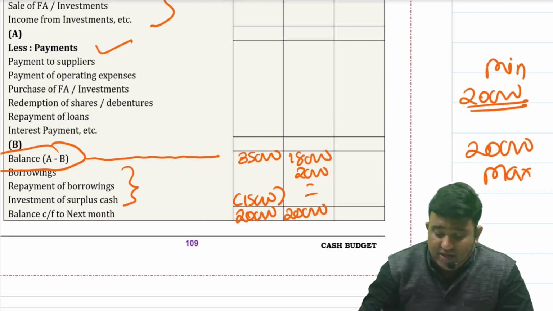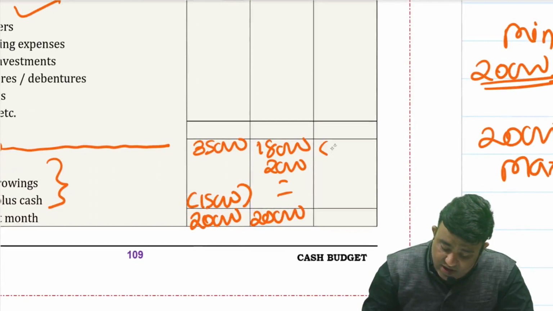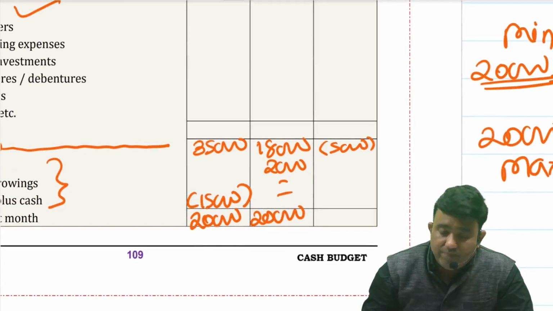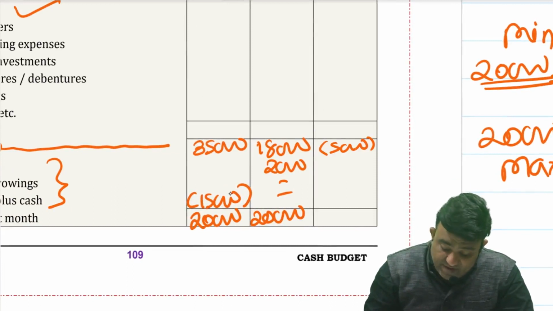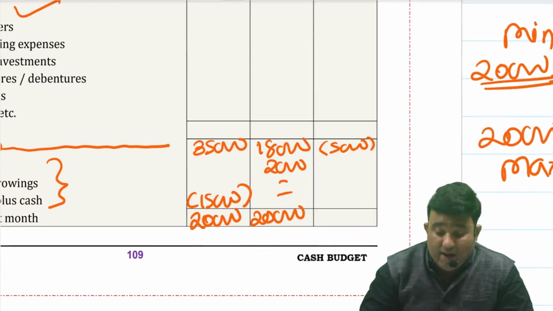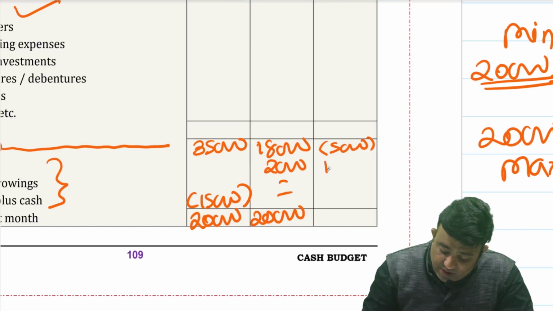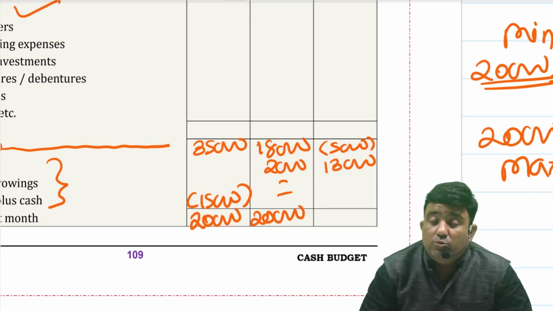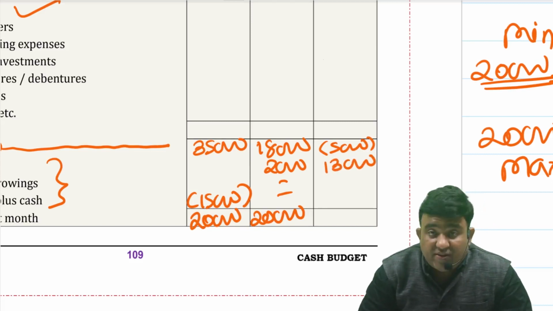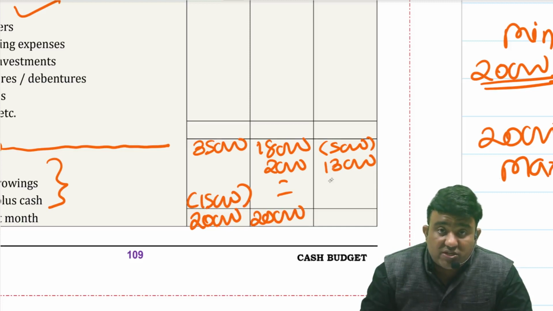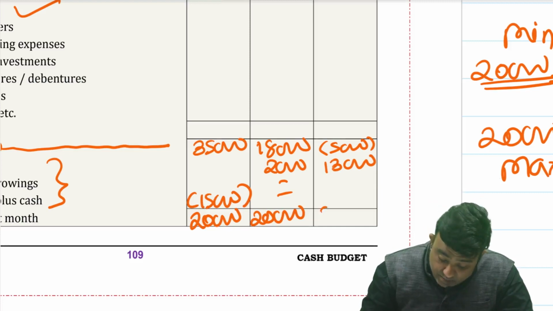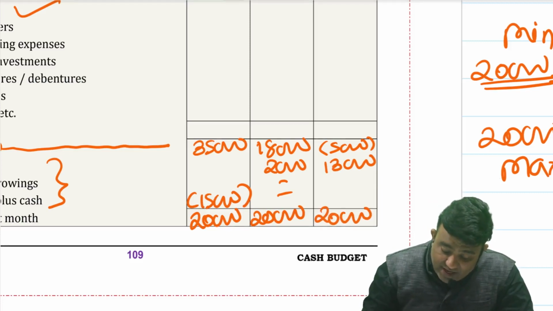Next time, let me take an example where I have a negative balance of 5,000. What will happen? I will sell off my investment. But check out, my investment is 15,000 minus 2,000, so 13,000 is the balance. So I will sell off my investment of 13,000. Does it solve the purpose? No. Because with 5,000 negative and 13,000 positive, I have 8,000 positive, whereas I need to have extra to make it 20,000. So that 8,000 will be topped up by 12,000 of borrowings.